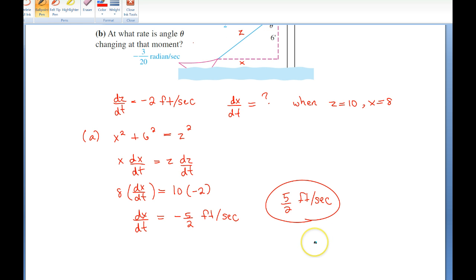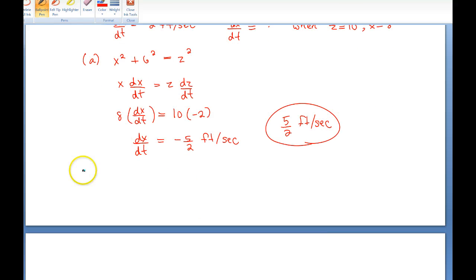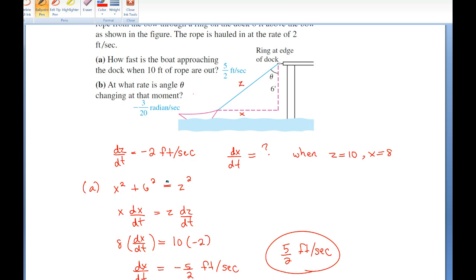And then for part B, at what rate is the angle changing at that moment? So we want to figure out d theta dt. How would we relate that? You want to do cosine again? Sure. Why? Tangent, because then you have squared.